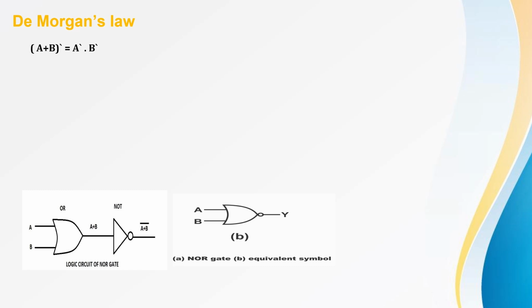So basically this NOT gate inverts the output, and we also know that an OR gate followed by a NOT gate is equivalent to a NOR gate. From the second diagram, that is equivalent to this NOR gate. That means if we apply A and B inputs to the NOR, then the output is (A plus B) whole bar. This is equal to the left hand side. Similarly, let's see the RHS.